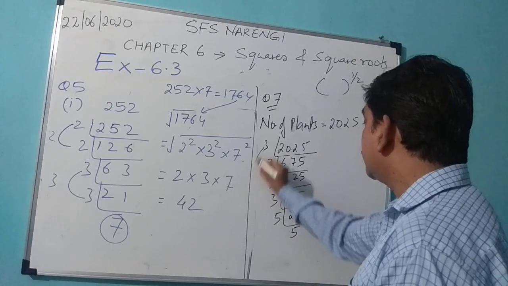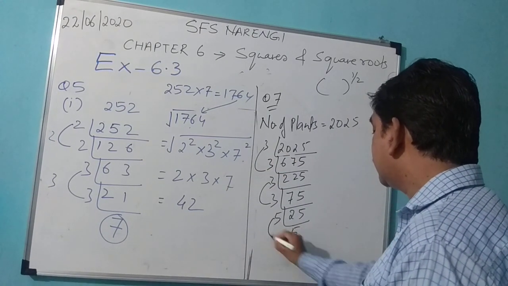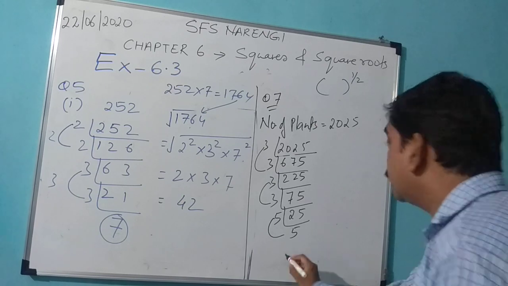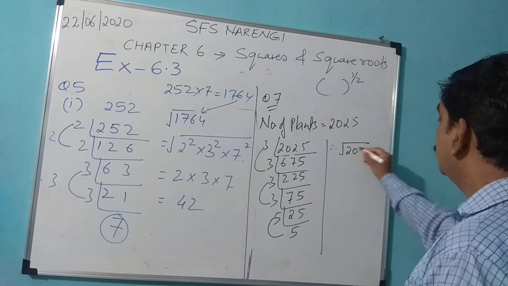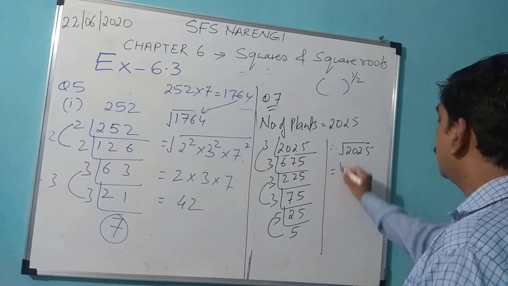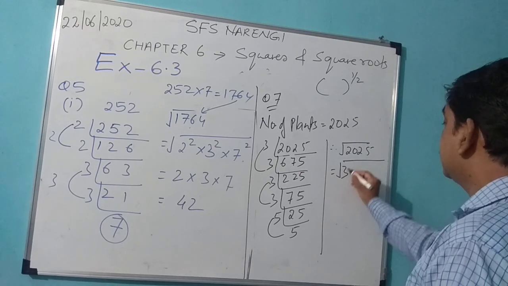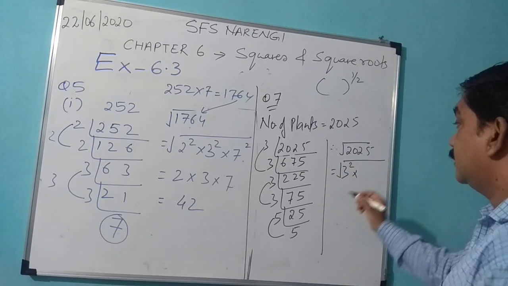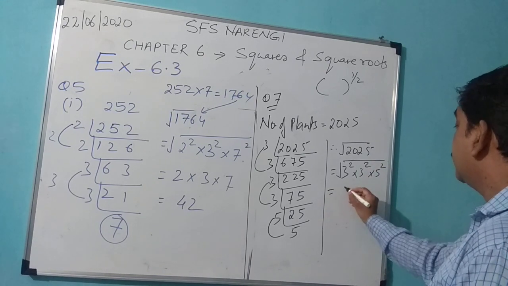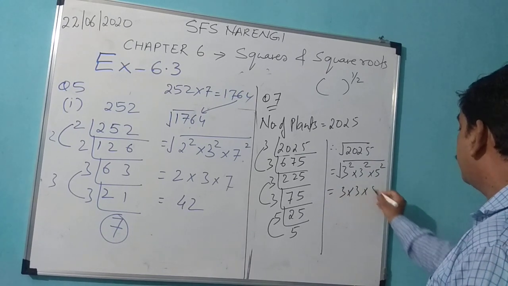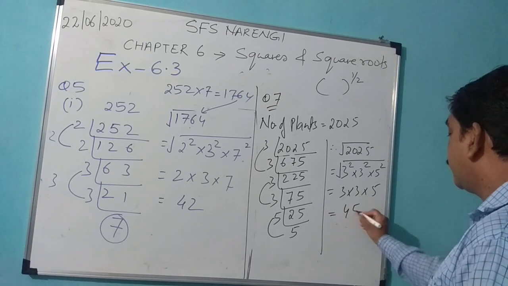Now see the pairs. This is one pair, this is one pair, this is another pair. Therefore the square root of 2025 is equal to 3 square, again 3 square, and then 5 square. So it will be 3 into 3 into 5, that is 45.